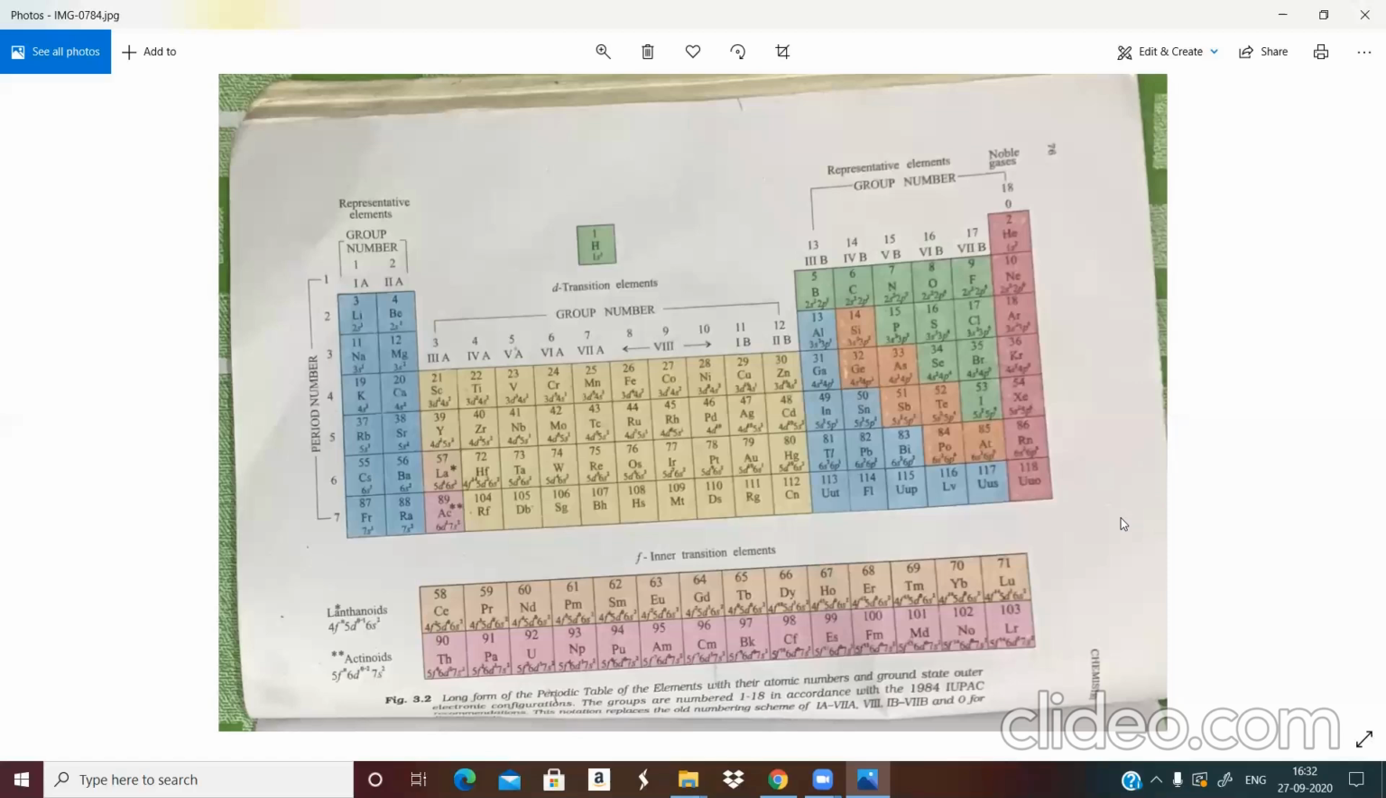The fourth period ends at krypton, with the filling up of the 4p orbital. Altogether, we have 18 elements in the fourth period. So you can refer to the table. Fourth period has got 18 elements.